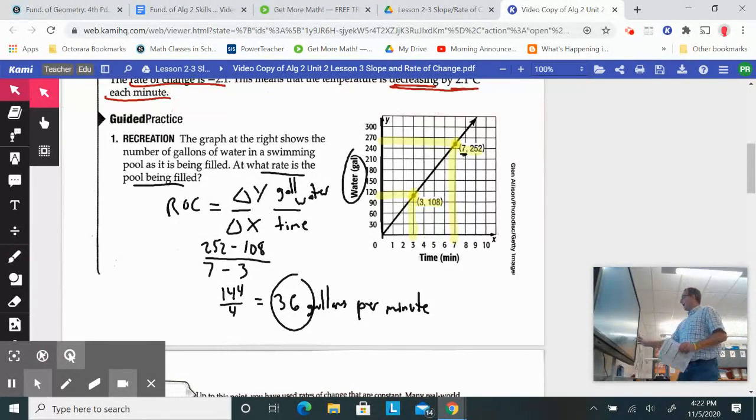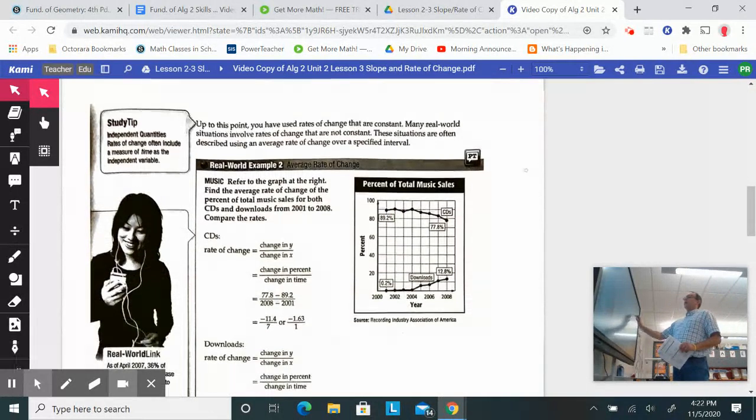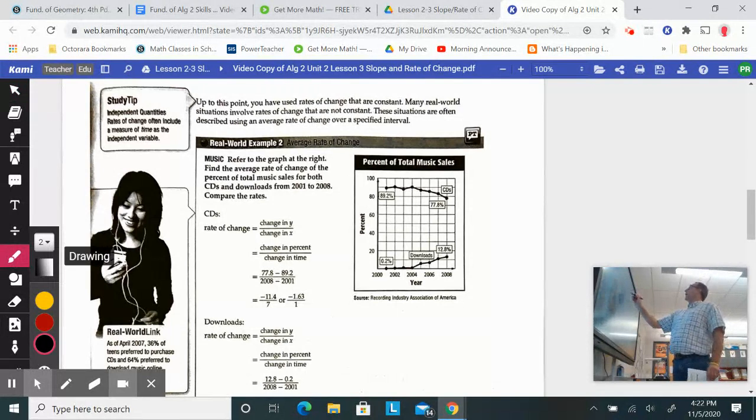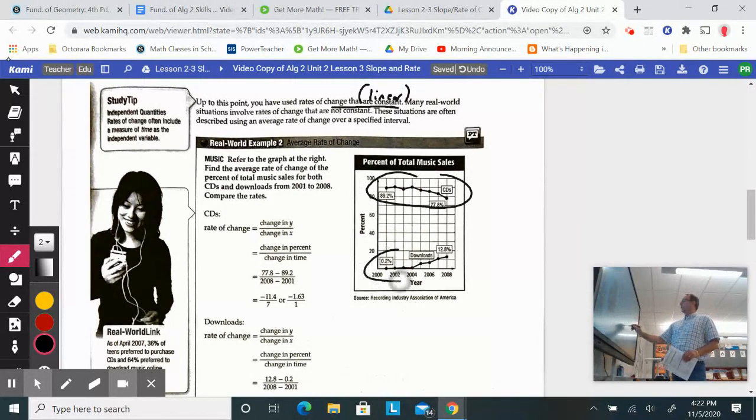All right, if you go to the back of that page, it talks about up to this point, you've used rates of change that are constant. Many real-world situations involve rates of change that are not constant. Well, if it's constant, a constant rate of change is going to give you a straight line. It's linear. But sometimes, as you can see in graphs, the rates are not linear. They're up and down. Sometimes they're smooth curves like we talked about.